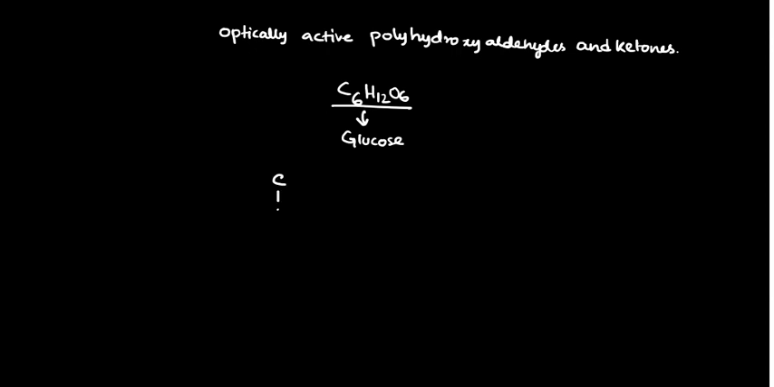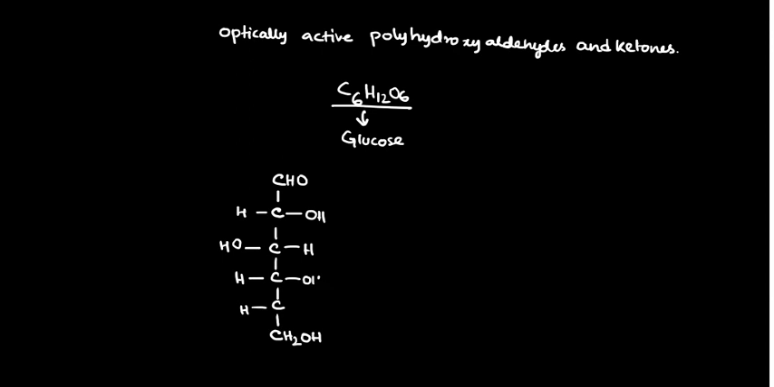We have six carbon atoms joined end to end to form a chain like this. The first one is an aldehyde group and the last carbon represents a primary alcohol. From carbon 2 to carbon 5, there are secondary alcoholic OH groups. The groups are aligned like this: H, OH, H, H, or simply OH, H, OH, OH.